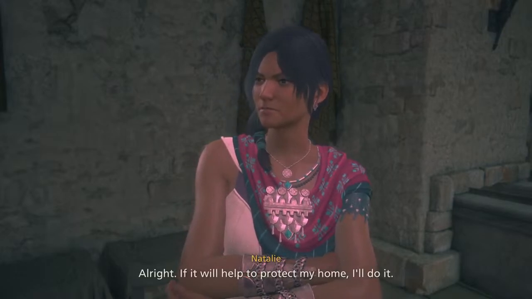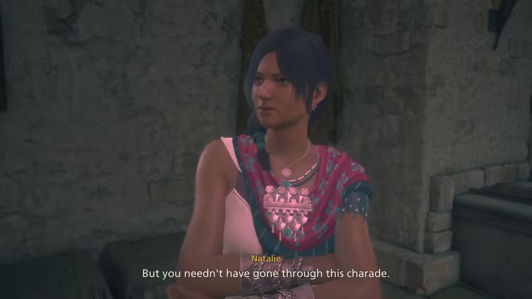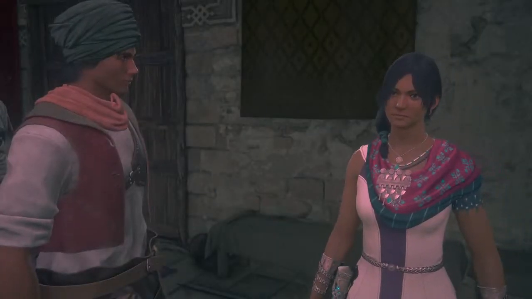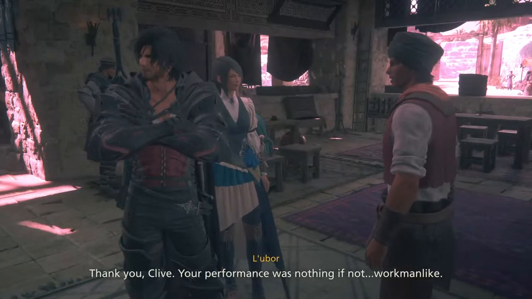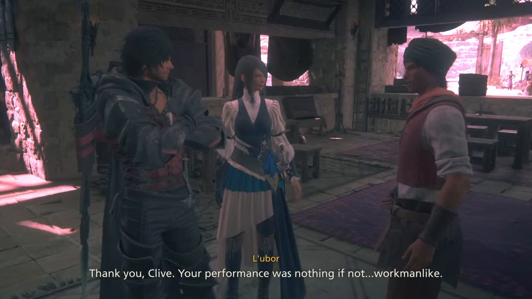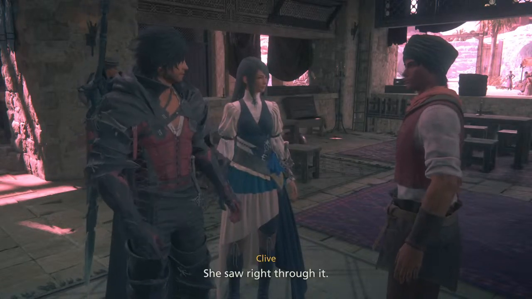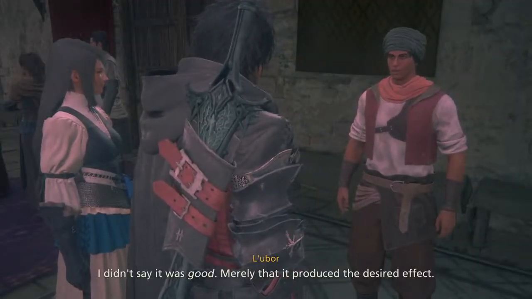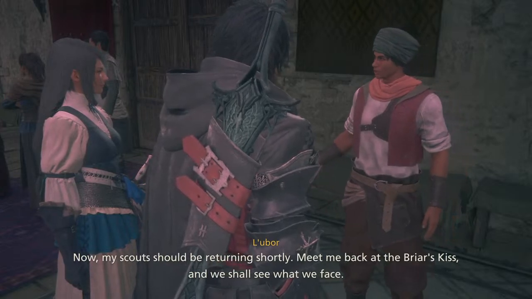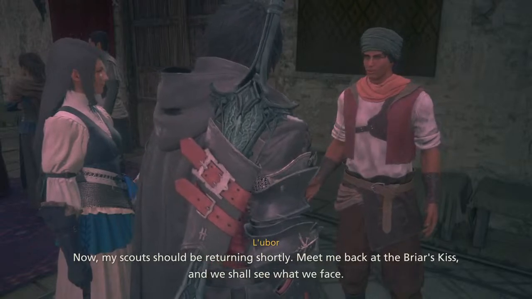All right. If it will help to protect my home, I'll do it. But you needn't have gone through this charade. Thank you, Clive. Your performance was nothing if not workmanlike. She saw right through it. I didn't say it was good, merely that it produced the desired effect. Now, my scouts should be returning shortly. Meet me back at the Briar's Kiss, and we shall see what we face.